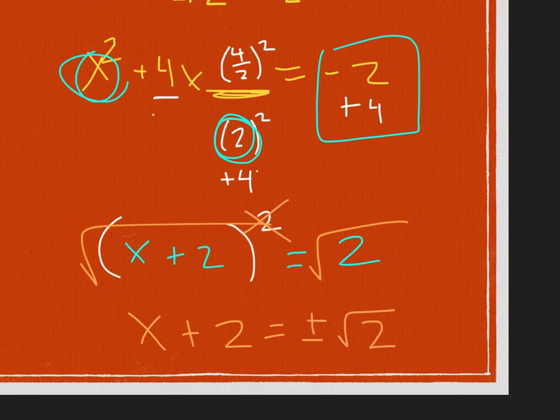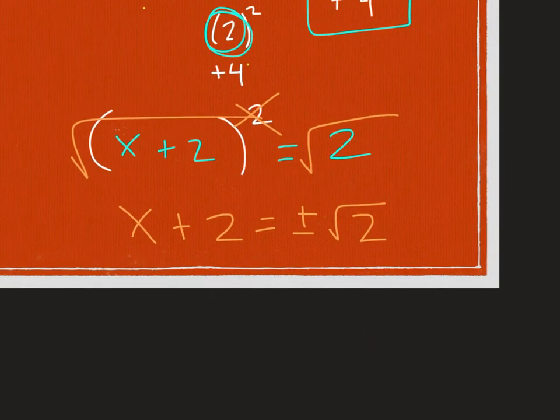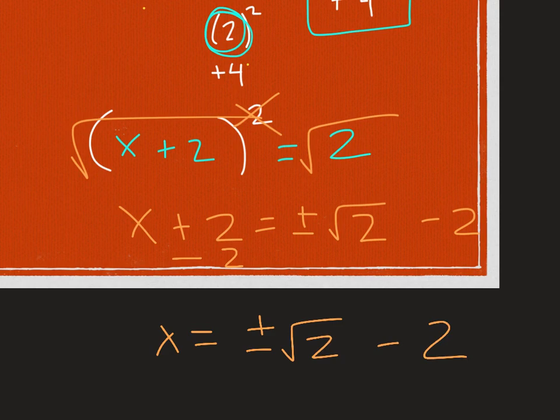Can we simplify the square root of 2? Nope. Just the square root of 2. It's not a perfect square, so it doesn't become a whole number. And typically here we would split this up, but since we can't simplify this square root 2, we just subtract 2 on both sides. So we get x is equal to plus or minus square root 2 minus 2.